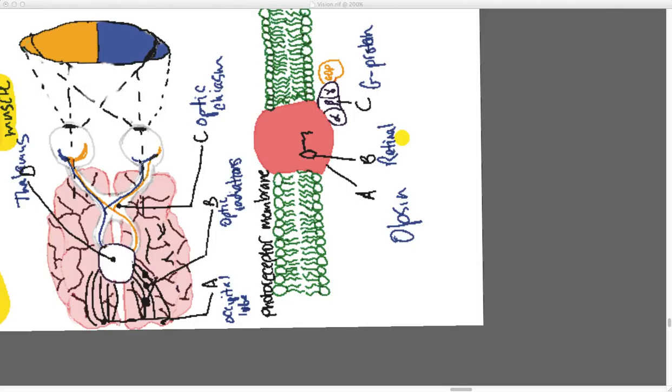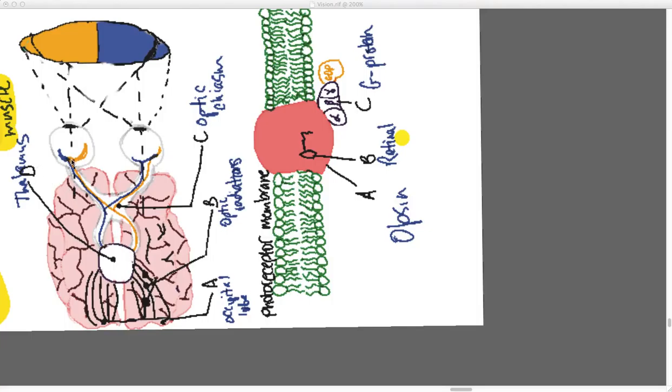And if you remember, the nasal portion will always cross over to the other side. That's called decussation whenever it crosses over. Decussation, or decussate. They go contralateral. And the temporal portion stays ipsilateral.